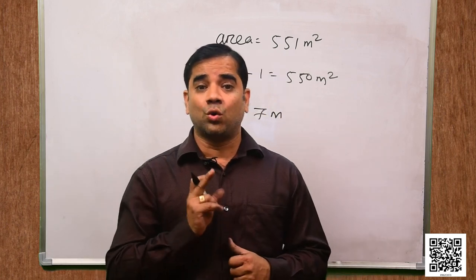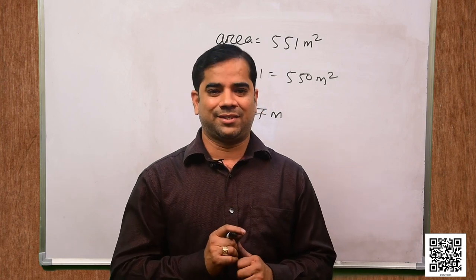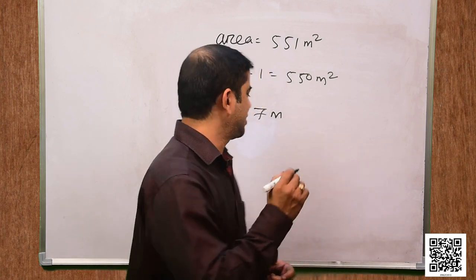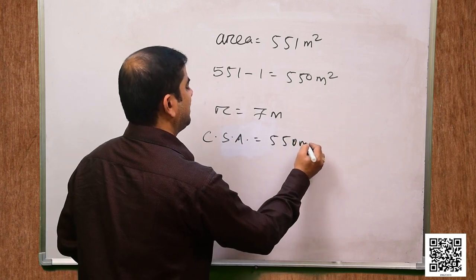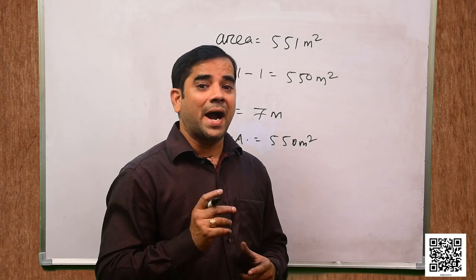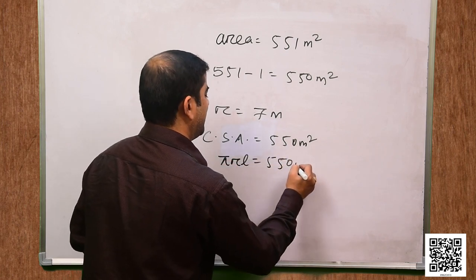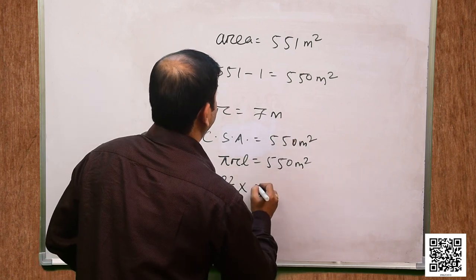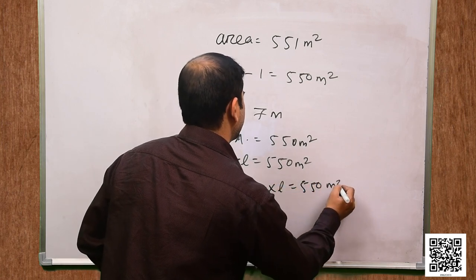Note that a tent has only a curved surface. The floor of the tent is not covered by canvas. Okay. Therefore, curved surface area of tent is 550 meter square. So, curved surface area is equal to 550 meter square. Fine. That means, what is the formula for curved surface area? Pi r l. So, pi r l is equal to 550 meter square. So, 22/7 into 7 into l is equal to 550 meter square.